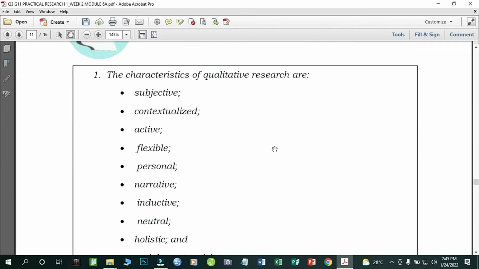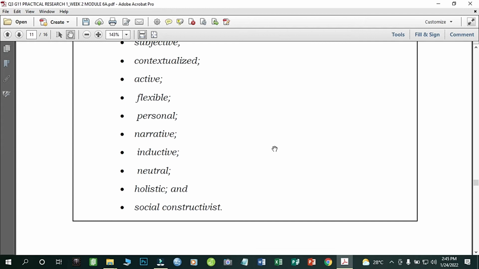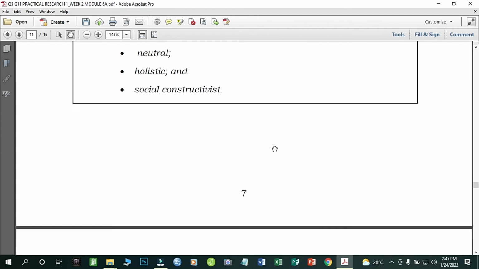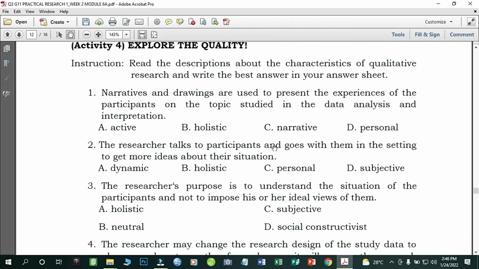Okay, so let's remember this. These are the characteristics of qualitative research: subjective, contextualized, active, flexible, personal, narrative, inductive, neutral, holistic, and social constructivist. Okay, let's test ourselves now. Read the description about the characteristic of research and write the best answer in your answer sheet.